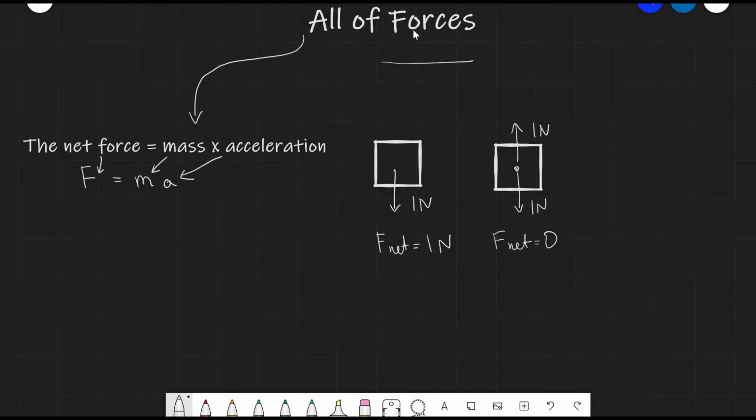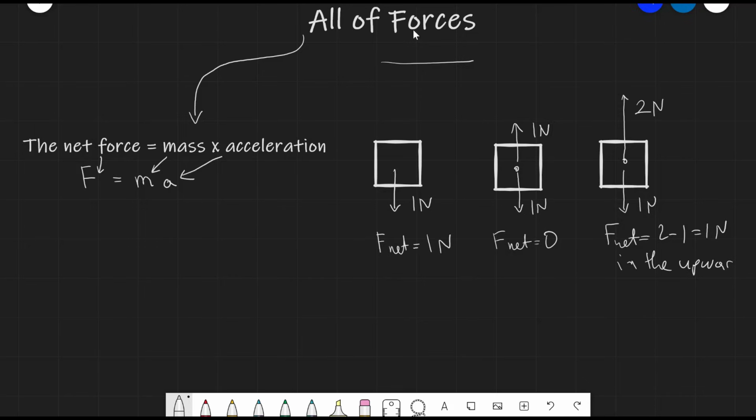Of course, I can have a case in which, let's say that I have a force of 1 Newton acting downwards, and a larger force acting upwards. Let's say that I have 2 Newtons acting upwards. In this case, the net force will be equal to 2 take away 1, which is equal to 1 Newton in the upwards direction. So we can just write this down.